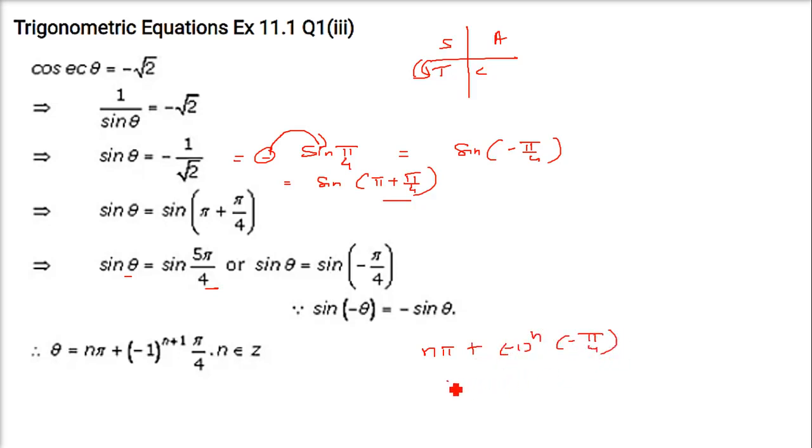Now you can write this as n pi plus minus 1 to the power n, and this minus 1 to the power 1, and pi by 4. Now this n and 1 will be added. So n pi plus minus 1 to the power n plus 1 and this pi by 4. So this is your result.